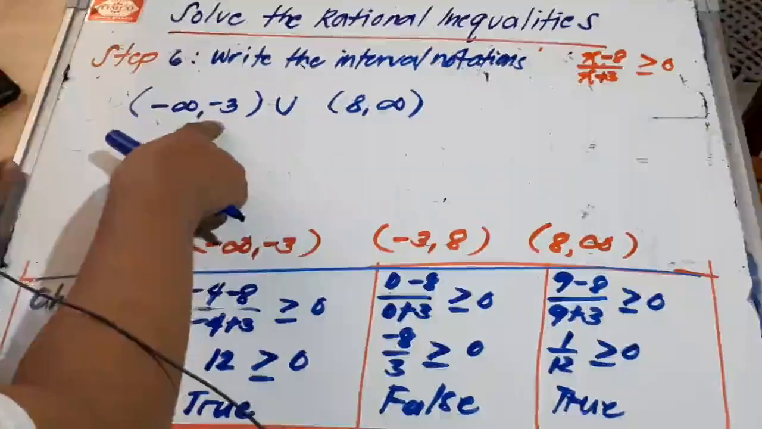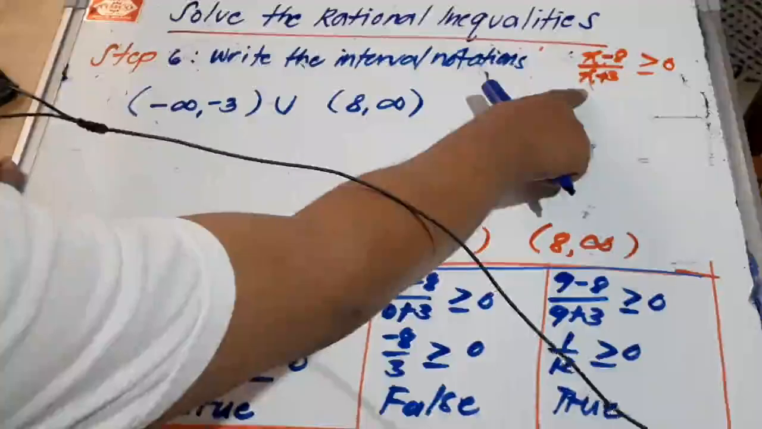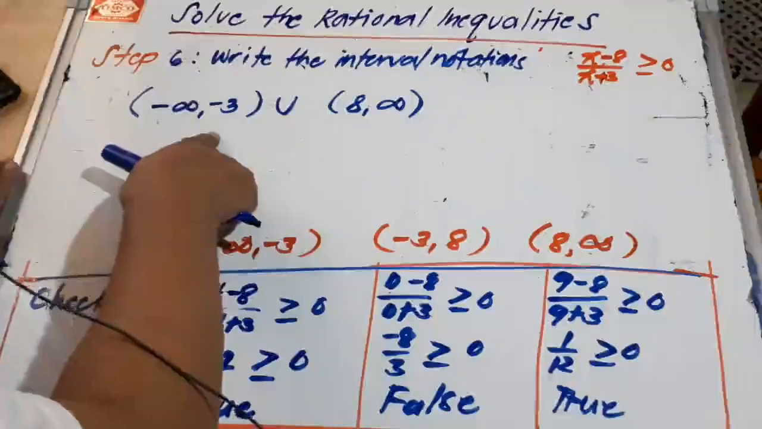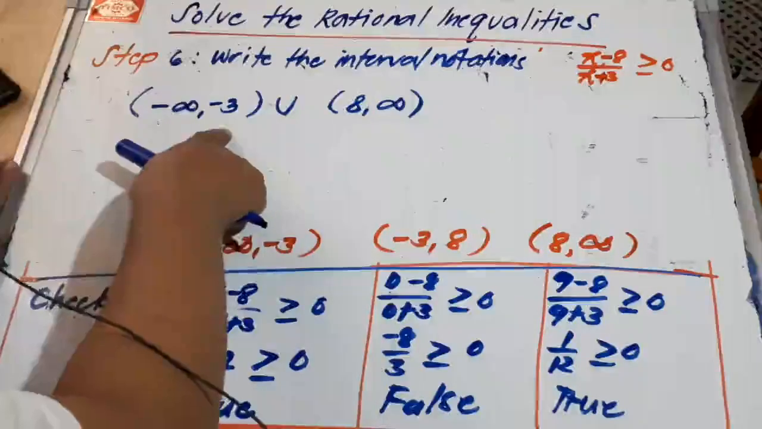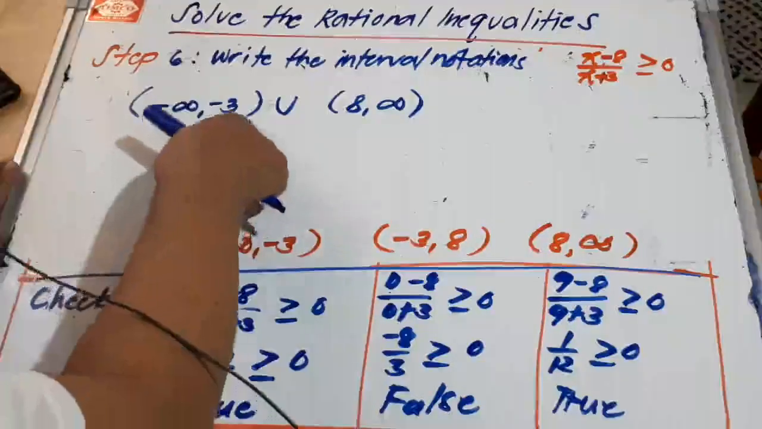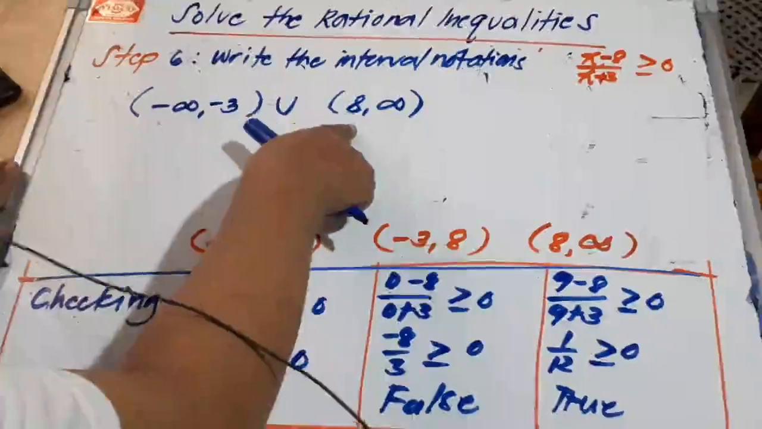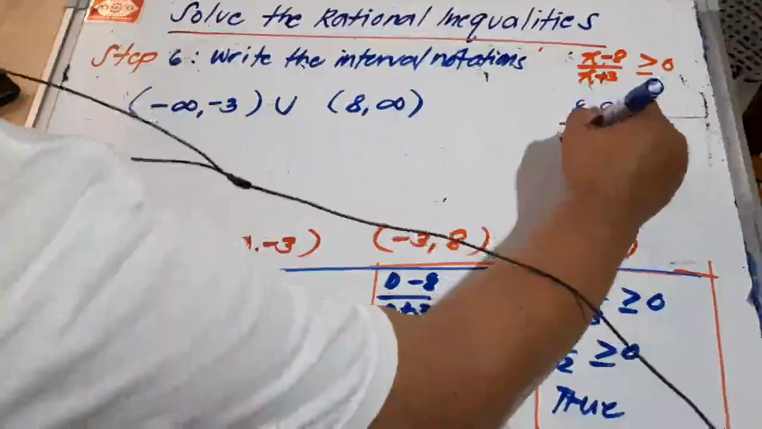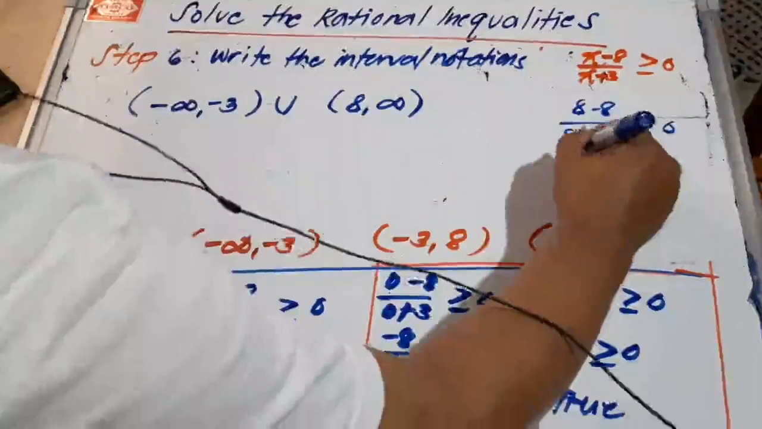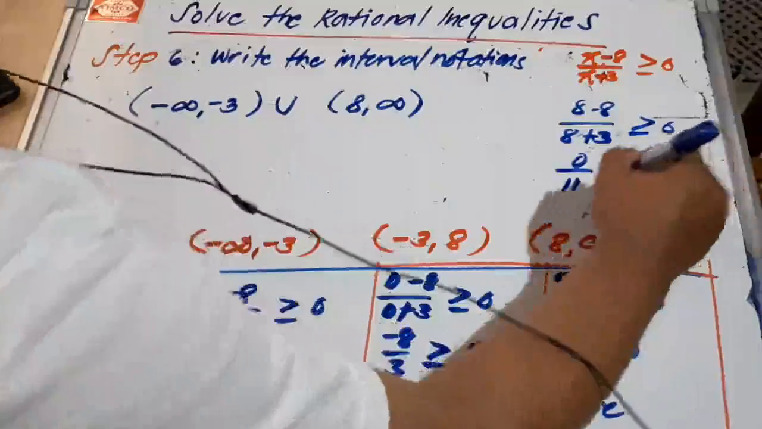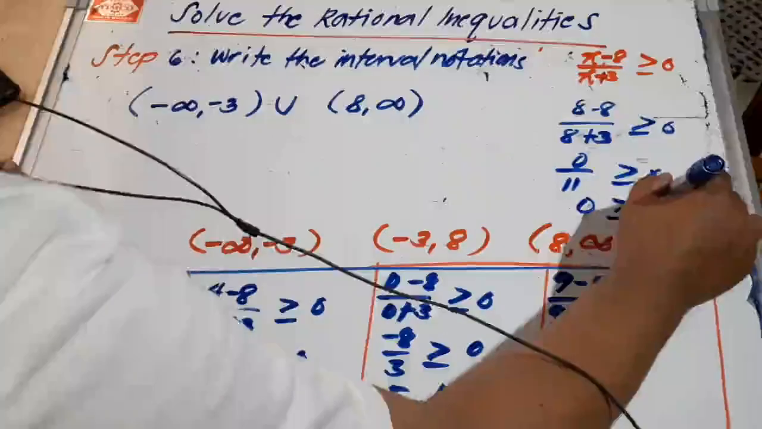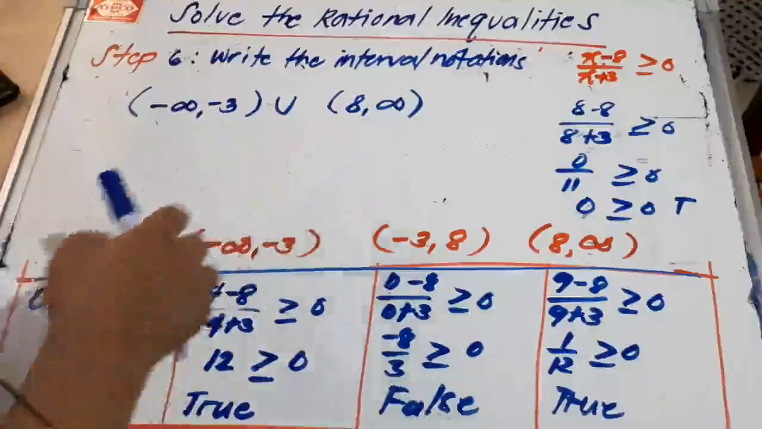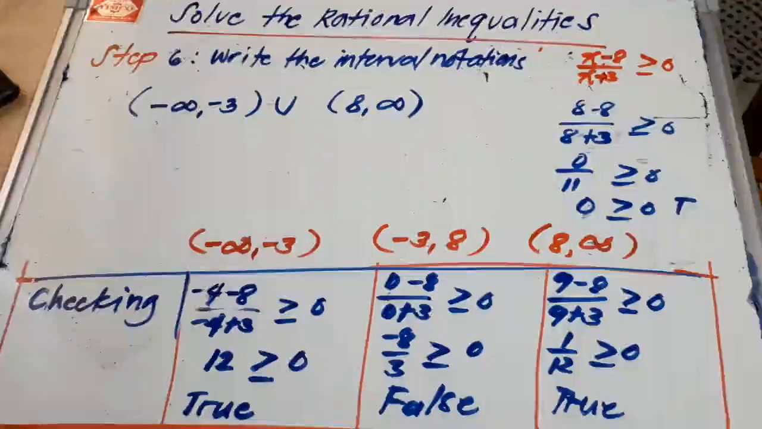If x is negative 3, hindi pwede. So, ibig sabihin, magiging 0 yung denominator. Therefore, negative 3 is not included sa solution ng ating rational inequality. Tama lang siyang open interval. How about 8? So, substitute natin 8. 8 minus 8 over 8 plus 3 greater than or equal to 0. 0 divided by 11. So, 0 is greater than or equal to 0. True. So, ibig sabihin, 8 is included sa solution ng ating rational inequality.